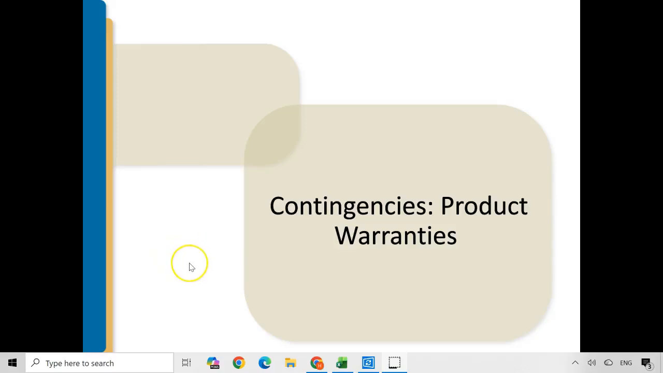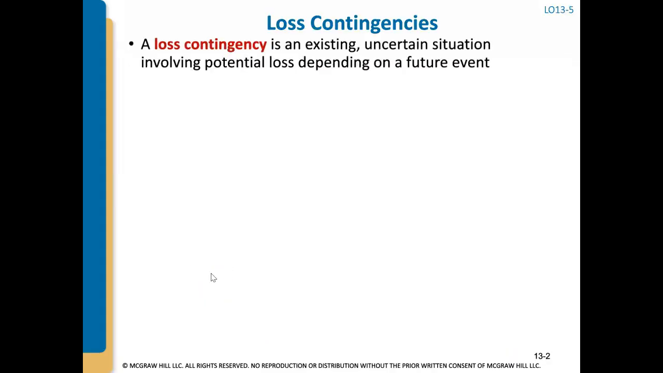Hello, in this video, we'll be going through product warranty contingencies. Let's define what a loss contingency is first before we get into product warranties. A loss contingency is a potential loss that is dependent on a future event.